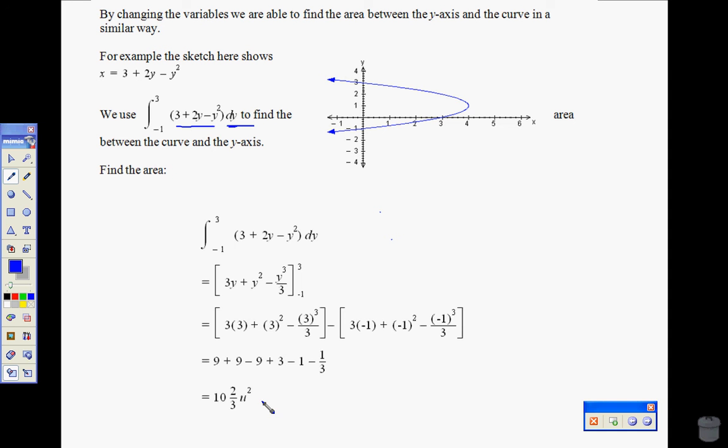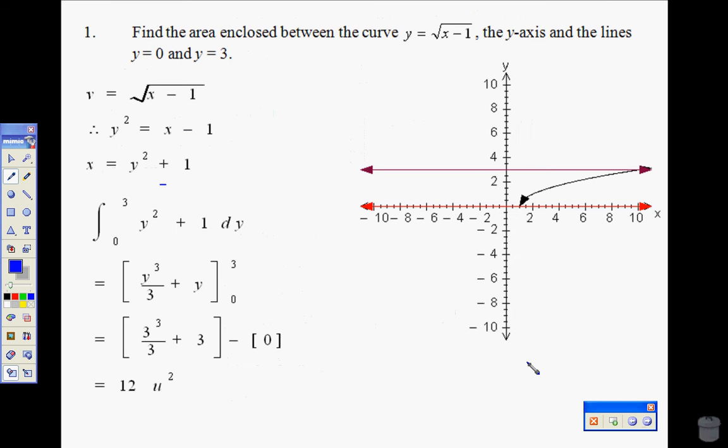But what we've got to make sure is that we're integrating with respect to y and our function is in terms of y. So we can see where that becomes a little bit problematic in this question here. We've got the function y is equal to the square root of x minus 1. We want to find the area between the curve there and the y-axis, and the lines y is equal to 0, y is equal to 3. So this is the area we want to find. So we want to find the area back to the curve there, which is okay.